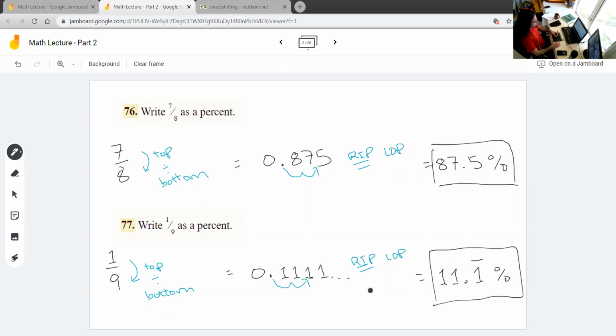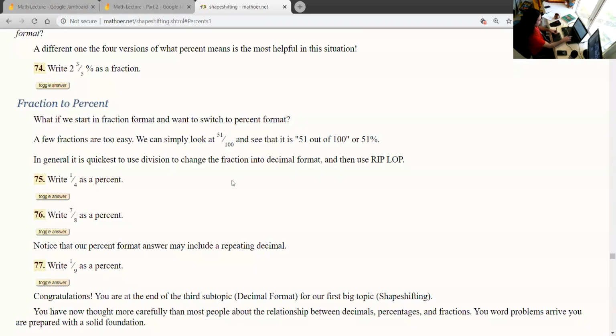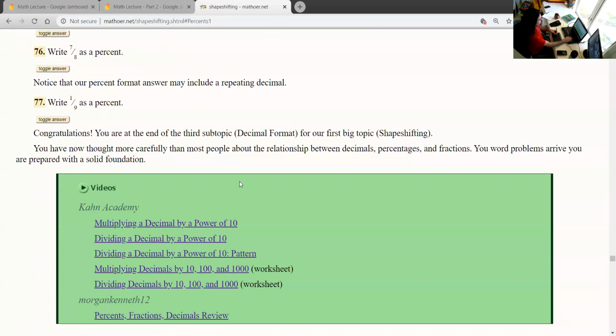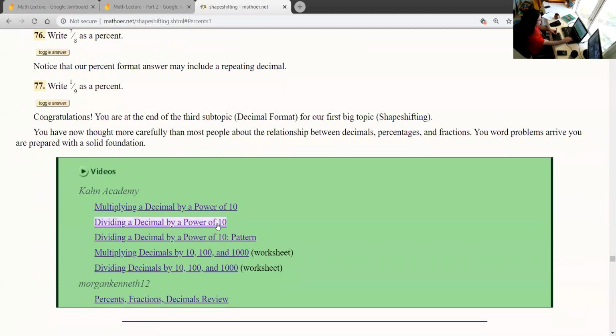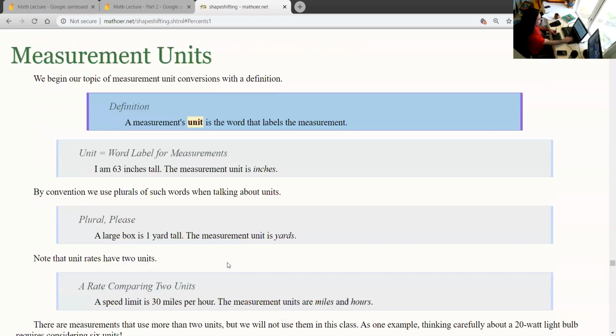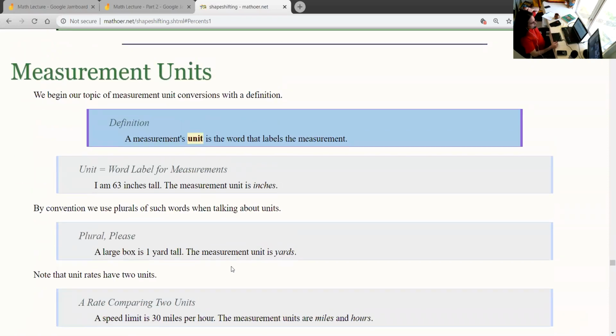Okay, questions on any of this slide here? No? Okay. So that's now the end of decimal format. So, whoops, that should say percent format. I need to change that. Our last thing we do with one number is measurement units.